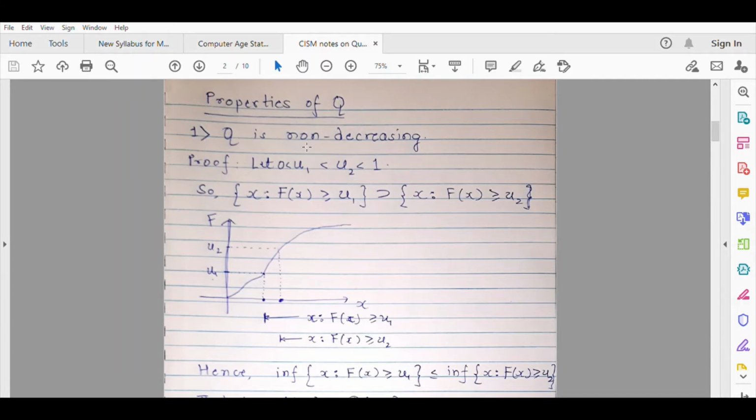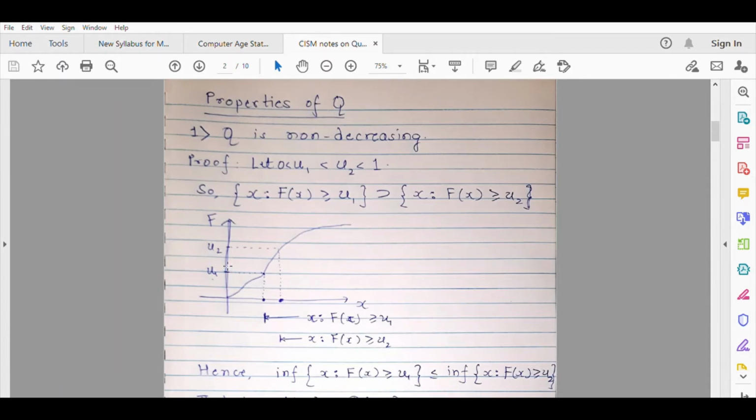Suppose U1 and U2 are any two points in the domain of Q, that is in the interval 0 to 1. So I have shown 2 points here. This is U1, this is U2, and U1 is less than U2. We want to show that Q is non-decreasing. So consider the sets. One set is X such that F(x) is greater than or equal to U1, and another set is X such that F(x) is greater than or equal to U2. So try to understand these sets.